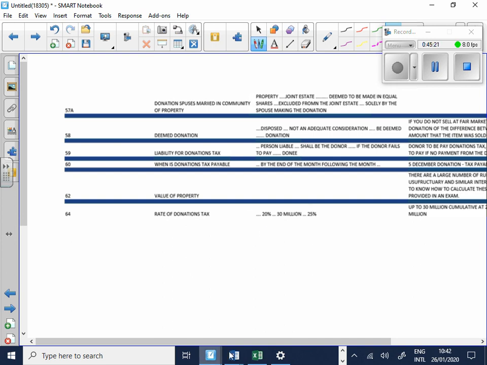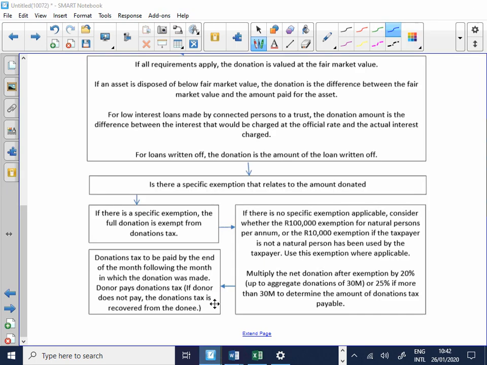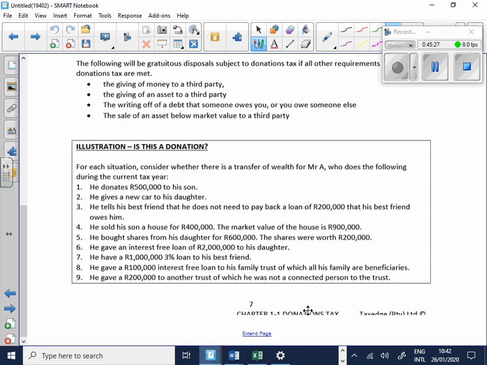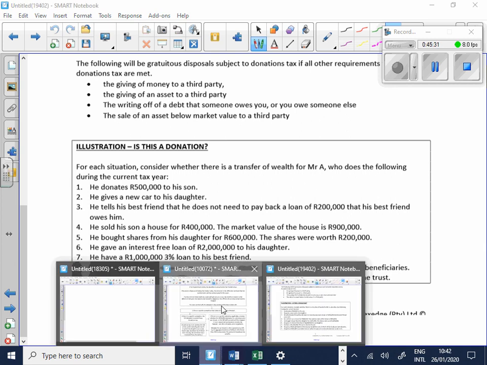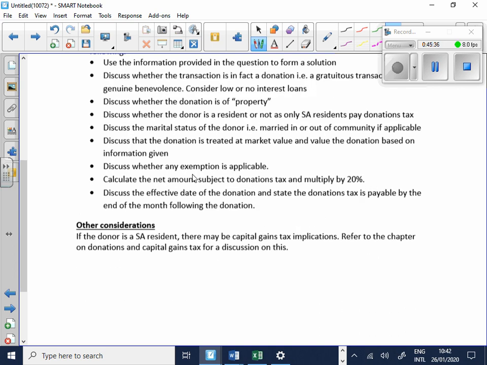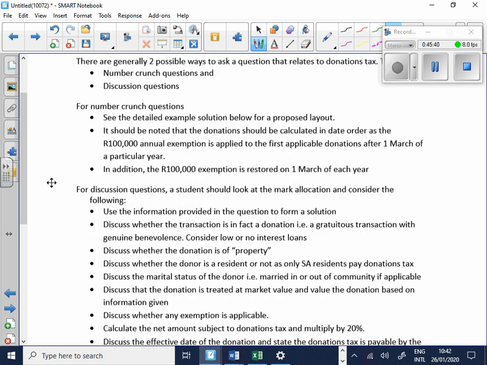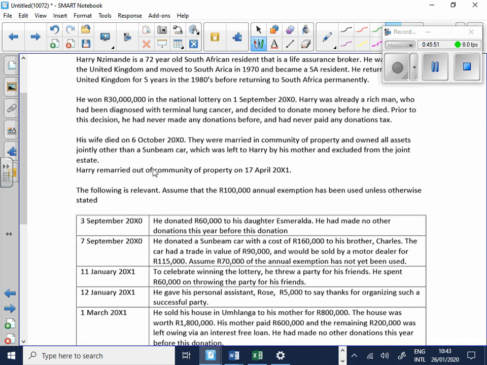Okay. And then what I normally do, guys, is I normally attach a detailed example. Oh, by the way, I'll do this when I do tutorials with you, but for number crunch questions, how to approach it, and for discussion questions, how to approach it. I've already discussed it, but there's a summary on how to do number crunch and discussion. Guys, comfortable? So here's an example.